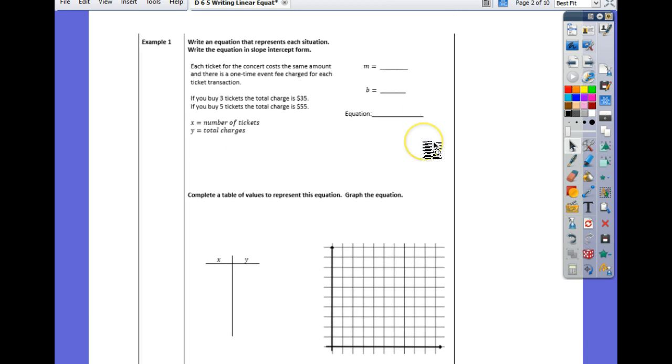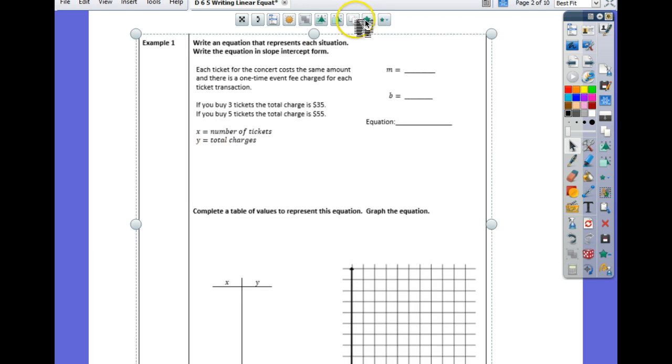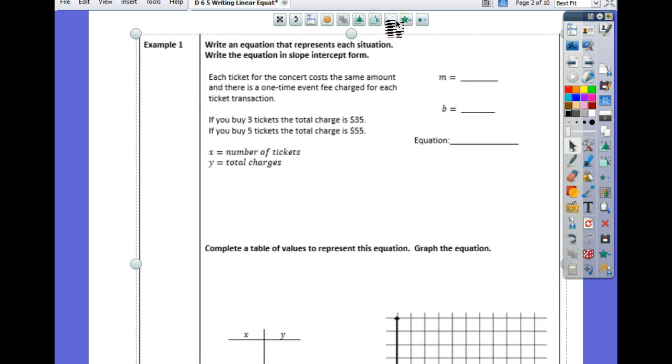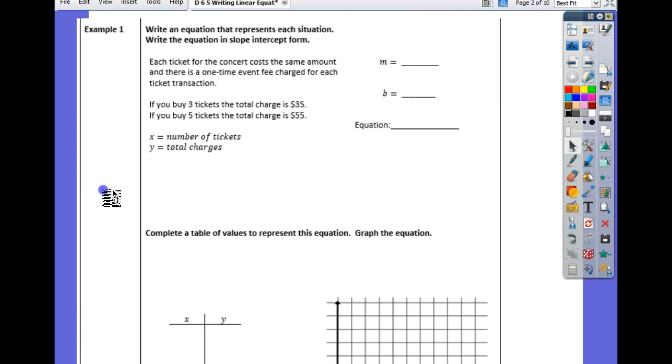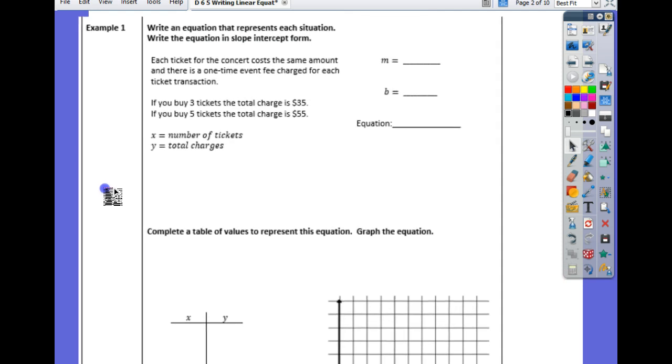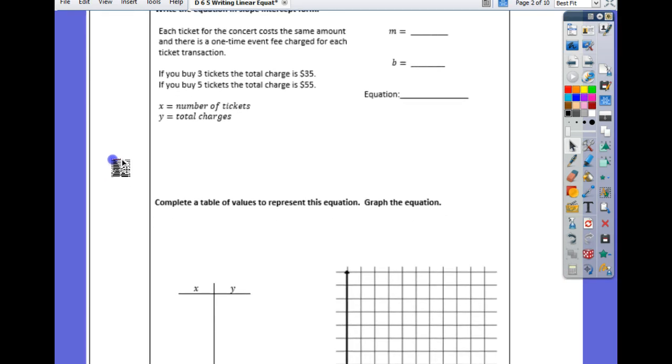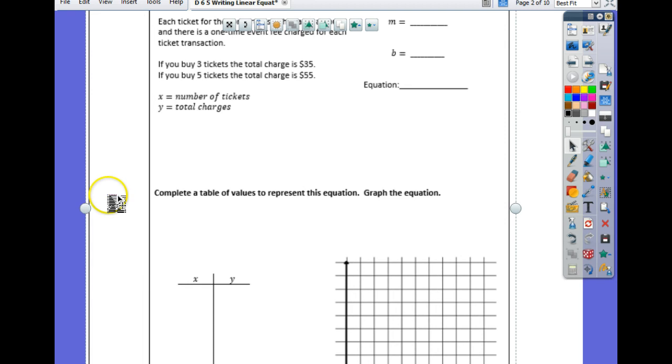All right, first example. Make it a little bigger. Write an equation that represents each situation. Write the equation in slope-intercept form.